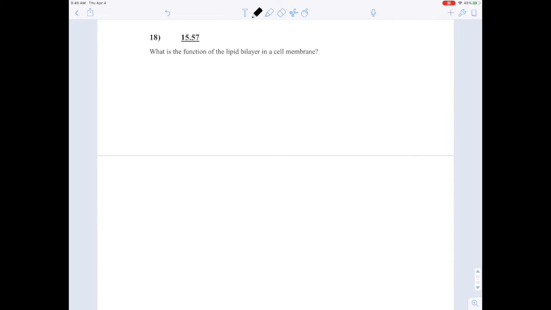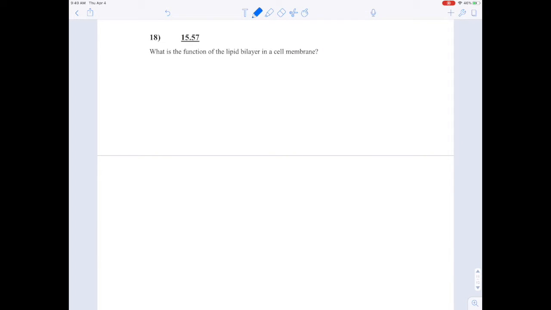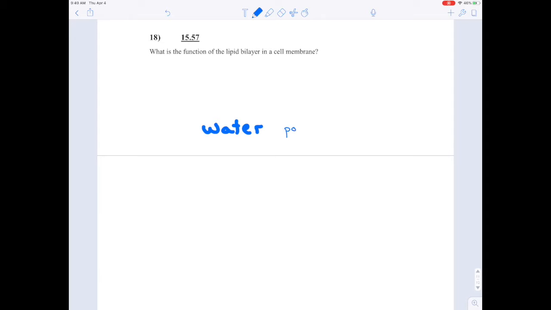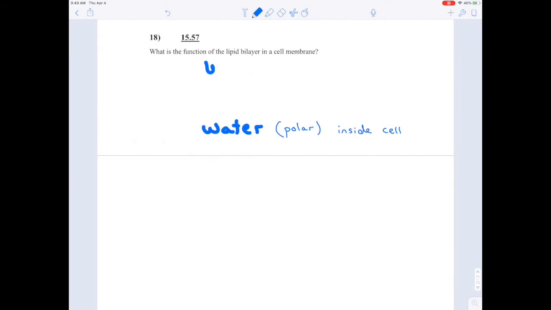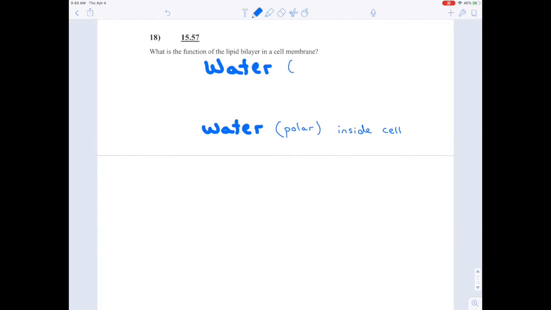Chapter 15, question 18, or exercise 18, says, what is the function of the lipid bilayer in a cell membrane? All right, well, you have the inside of a cell, which is mostly water. That's inside of a cell, and that's polar. And then you have the outside of a cell, which is also mostly water, which is polar.